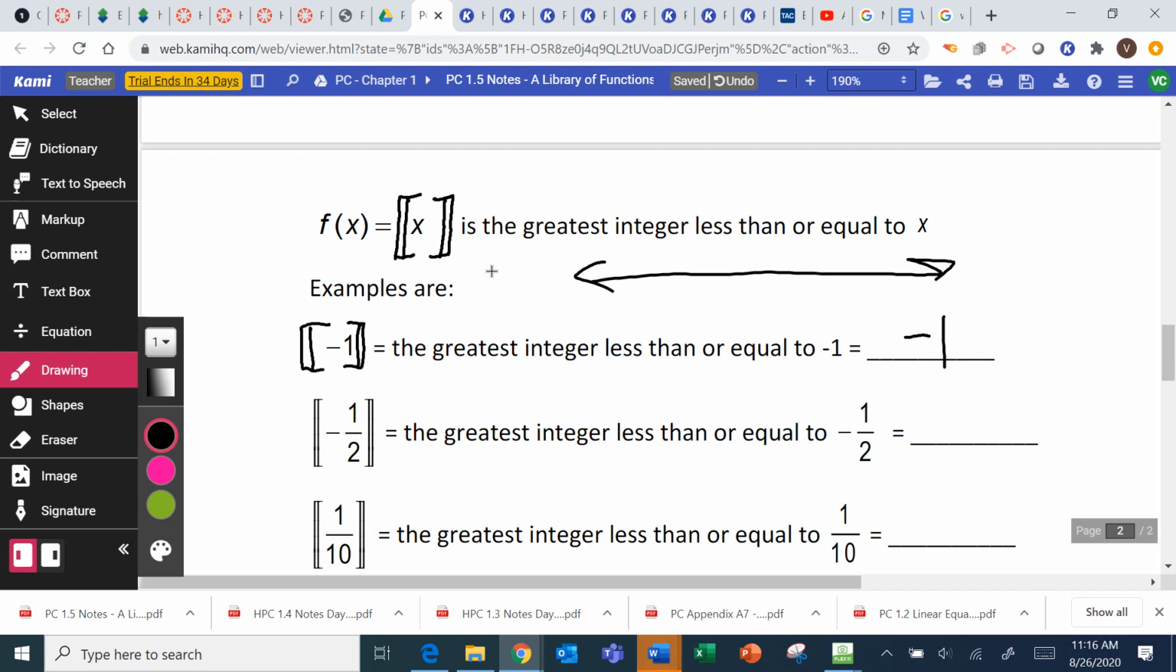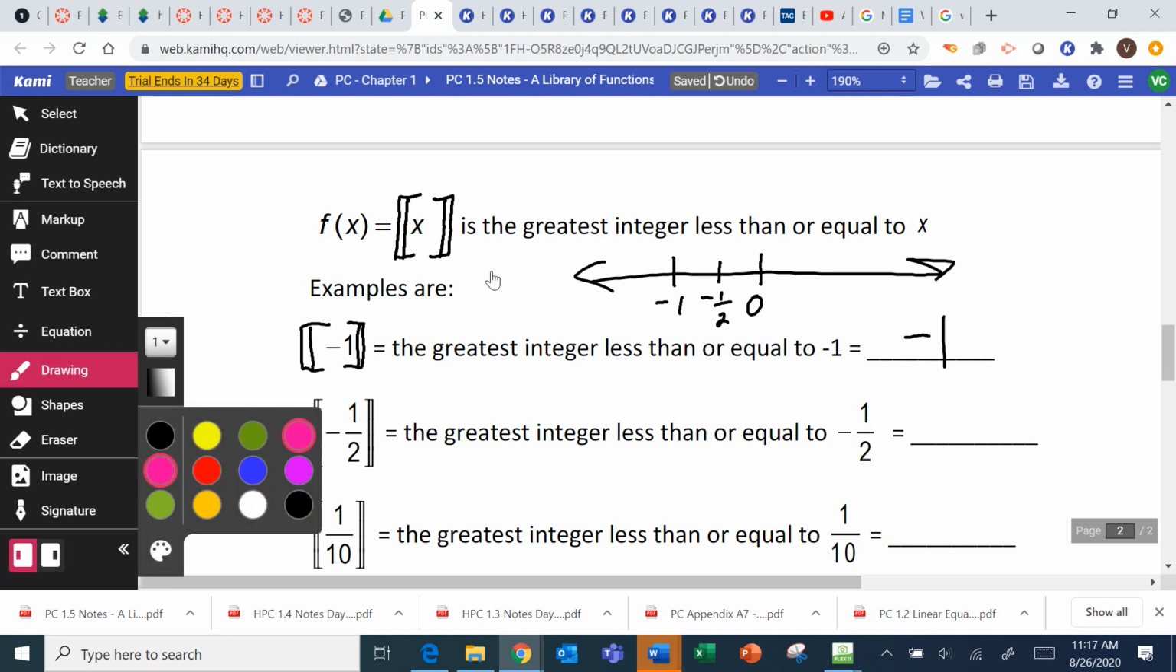The next one is not an integer, it's -1/2. So I'm going to put a tiny little number line up here. That's where -1/2 would be. And we need to know the greatest integer that is less than or equal to -1/2. And remember, on the number line, when you think less than, you want to go this direction. So what integer is less than or equal to -1/2? John, what do you think? Yep.